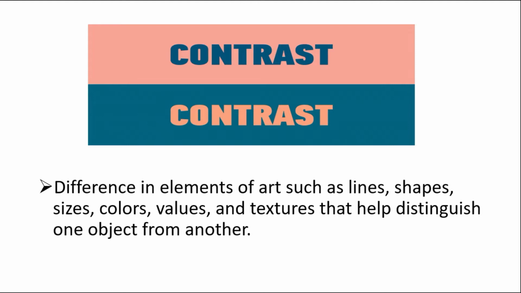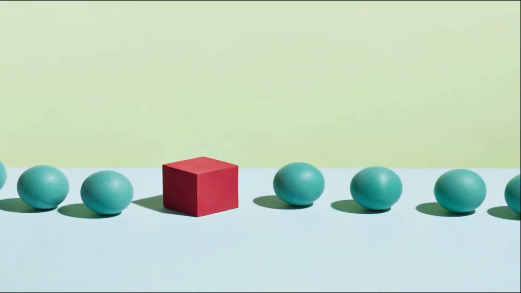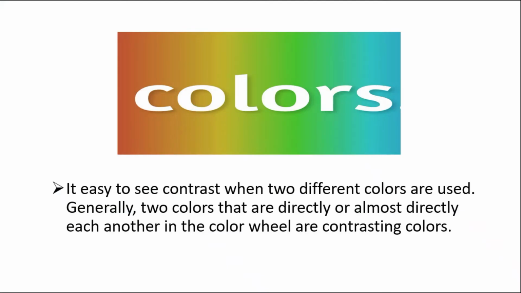Contrast means difference. In art, it tells us the difference between two or more elements. Contrast can be portrayed in different ways. Here are some of the ways. Number 1. Colors. It's easy to see contrast when two different colors are used. Generally, two colors that are directly or almost directly opposite each other in the color wheel are contrasting colors.